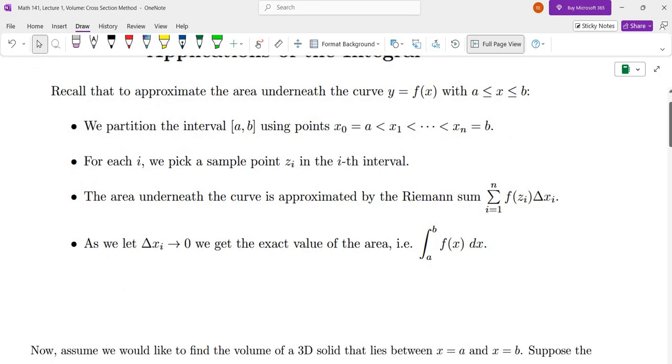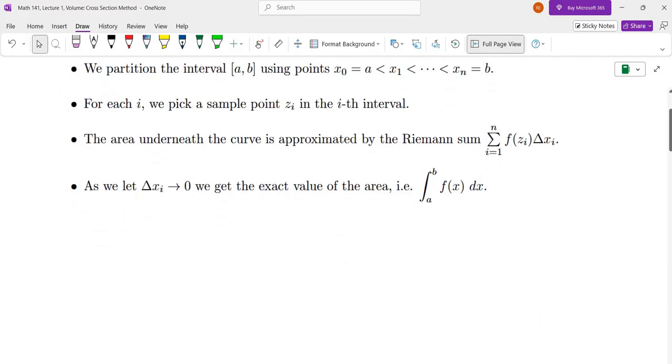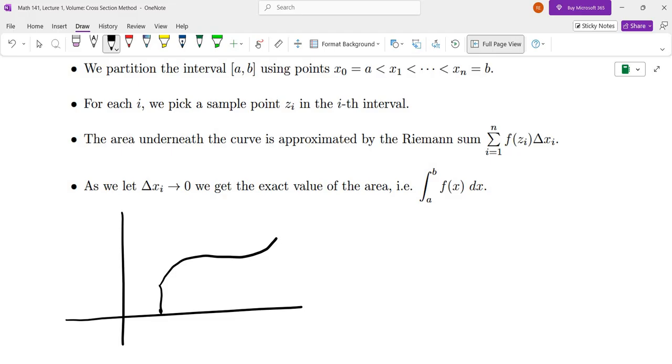So what do we do to approximate the area underneath the graph of this function? What we do is we take the interval from a to b and we divide that interval into small pieces. In each of these intervals, we pick one sample point. So we start with x0 and we end at xn. In each of these, we pick one sample point. So let's say this is xi minus 1 and xi. We take one sample point, and based on that, we create a rectangle. So we create this rectangle.